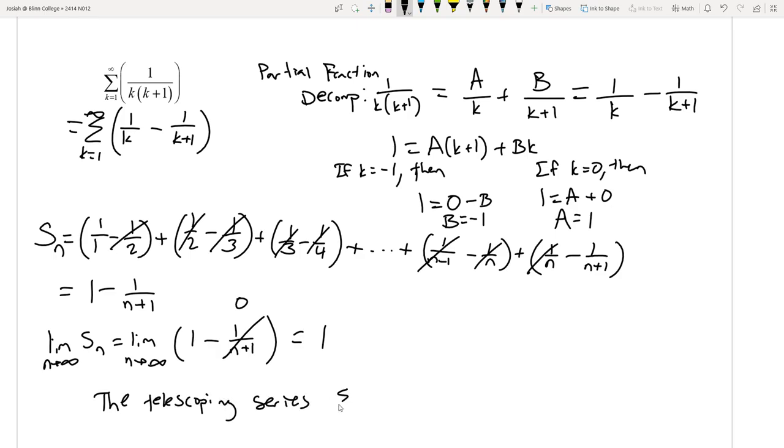And we write the sum from k equals 1 to infinity of 1 over k times (k plus 1) converges to 1, which matches up with what we saw earlier in the section. So this is actually a telescoping series, just kind of hidden. And so when you have a fraction that's got partial fraction decomposition possible, chances are we're going to have to do it.